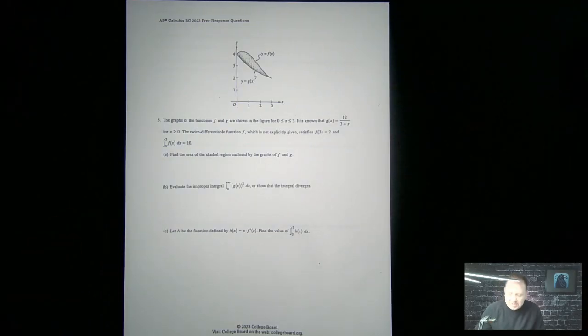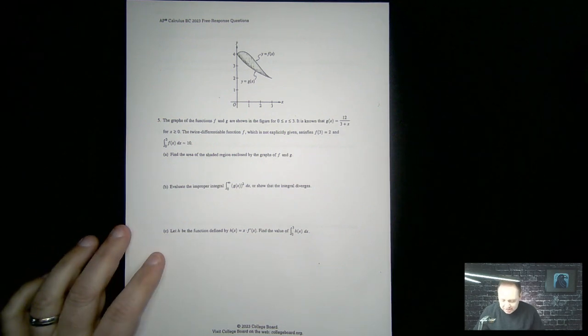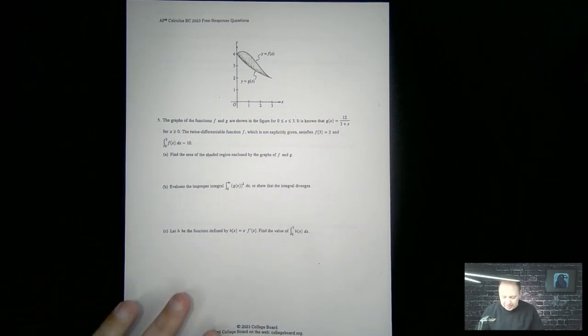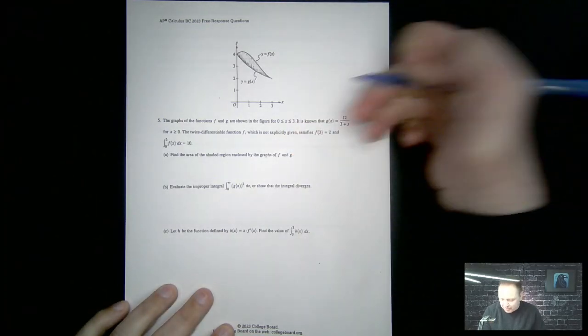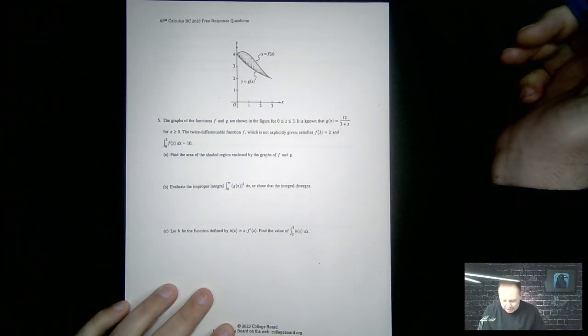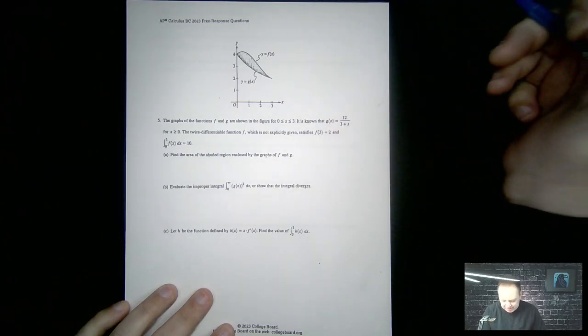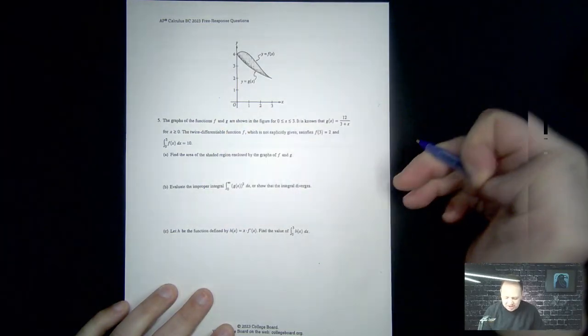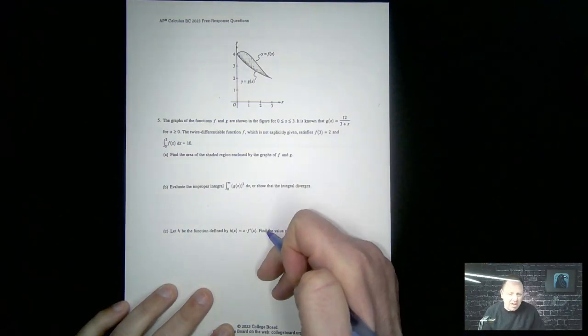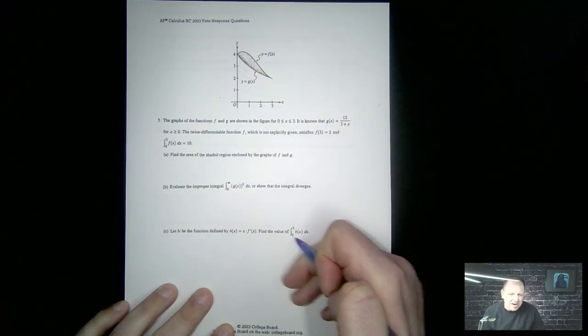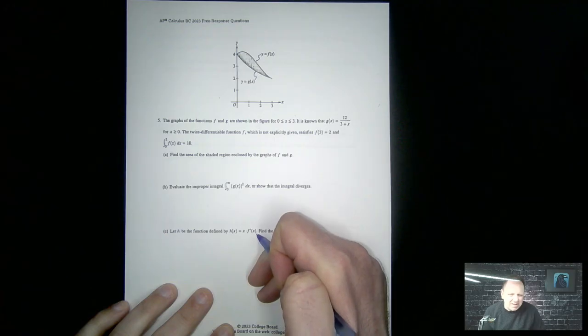Number 5. So this is the one we really need to wrap our heads around. This is the exclusive BC question in this section. Section 2, part B. Number 5 looks to me like we have a shaded region. They're giving me some information. They want me to find the area of the shaded region, evaluate an improper integral, and then integrate h. And it looks to me like this is where they're going to make me do my integration by parts.